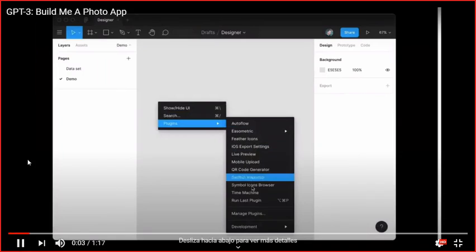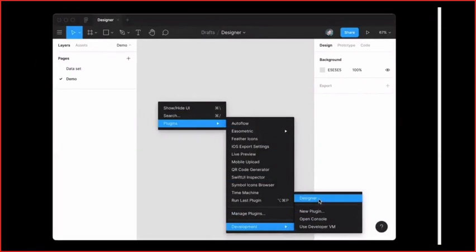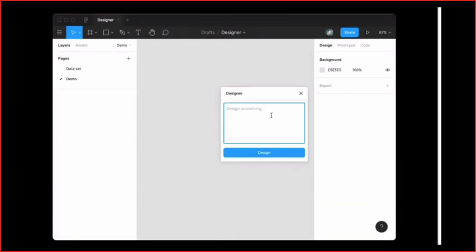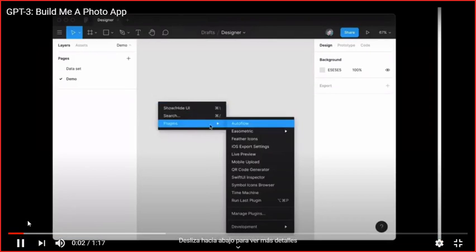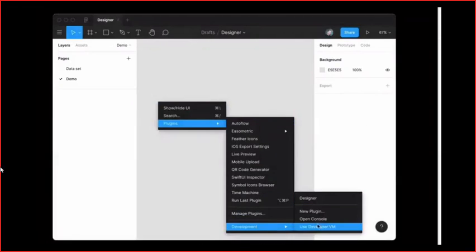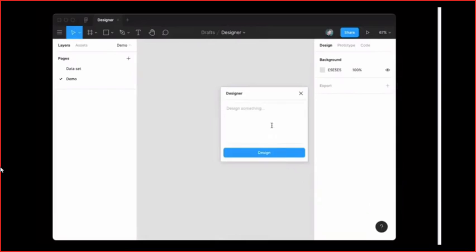Here the researcher writes something to design an app to GPT-3. So he wants, I don't know what happens. Sorry. This is the specification.